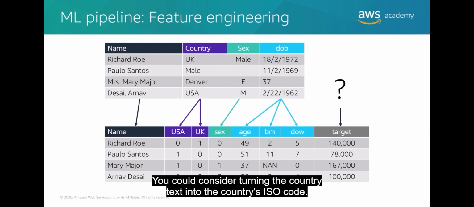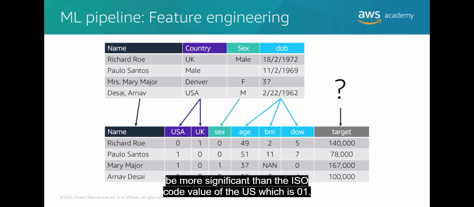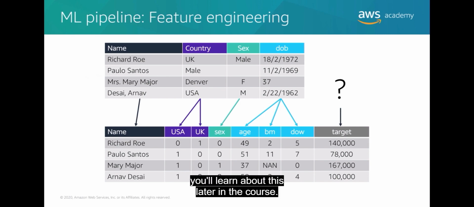You could consider turning the country text into the country's ISO code. However, the model might interpret the numerical value as having meaning. So the UK's ISO code value of 44 would be more significant than the ISO code value of the US, which is 01. In this case, splitting the data into multiple columns is fine. This is known as categorical encoding, and you'll learn about this later in the course.